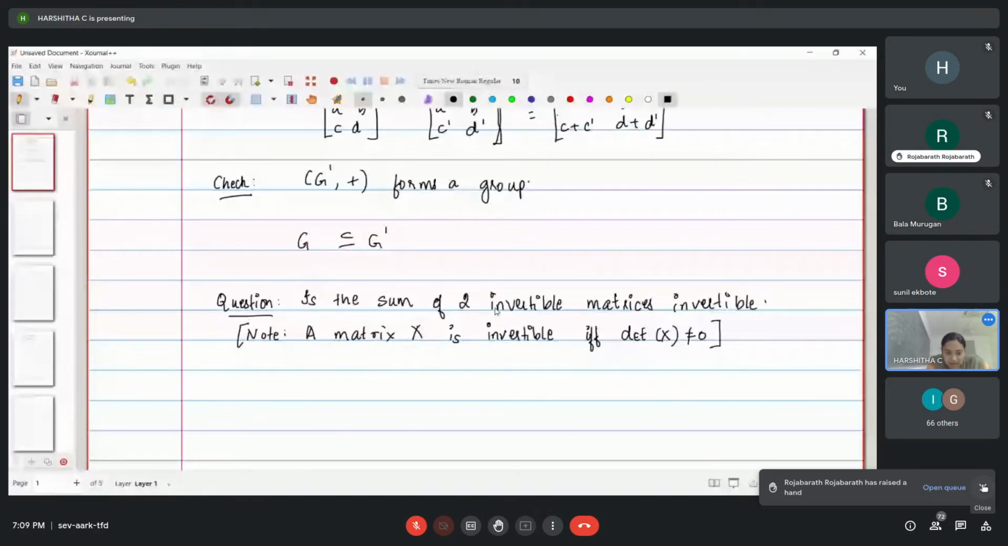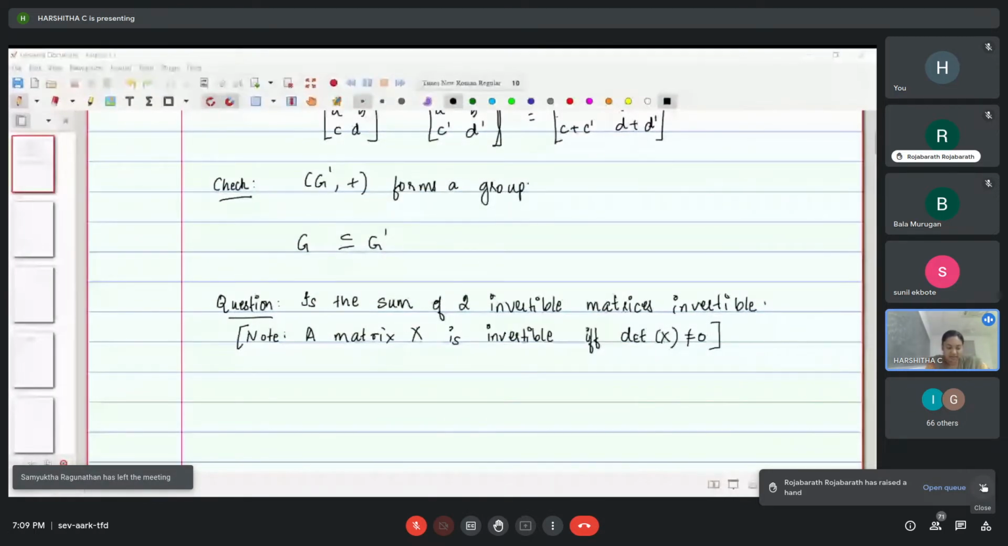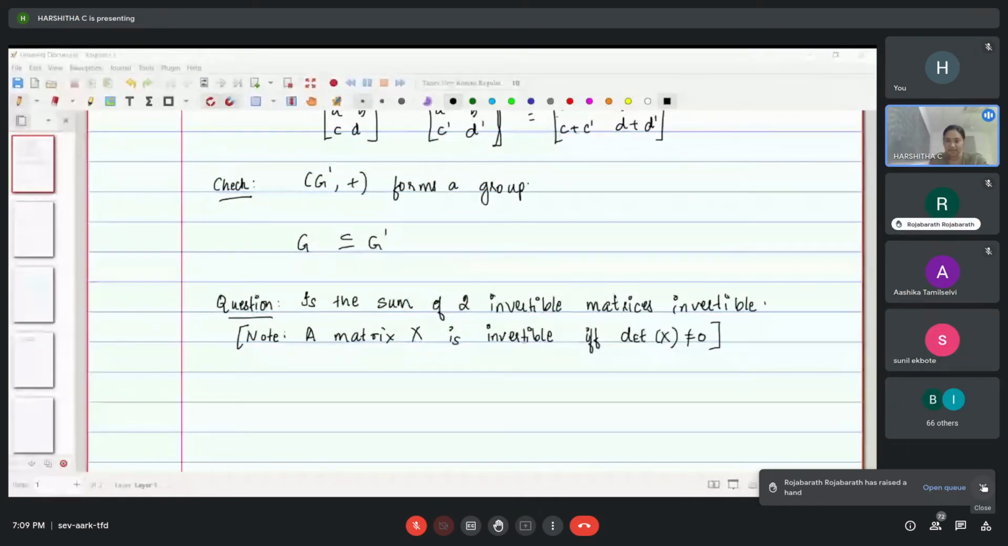Yeah? Any answers? Is this true? Or do you have a counterexample? I'm just asking the question. Is the sum of two invertible matrices invertible?